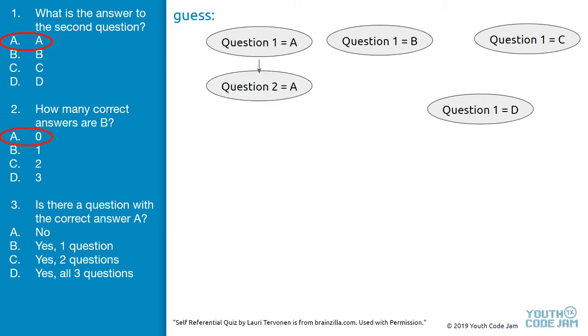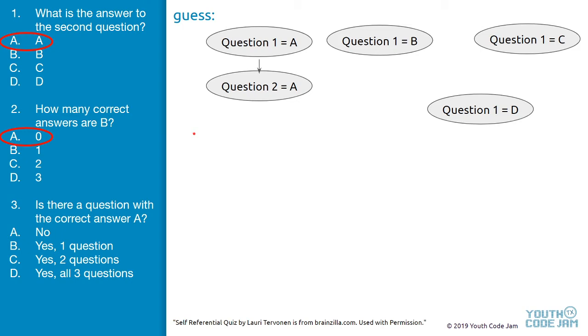So if question 1 is equal to A, then the answer to the second question then must be equal to A. So we can circle this, and on our tree, which is just a group of different questions with arrows showing our dependencies, if question 1 equals A, then question 2 equals A, and so I have this over here, and that means 0 of the correct answers are B.